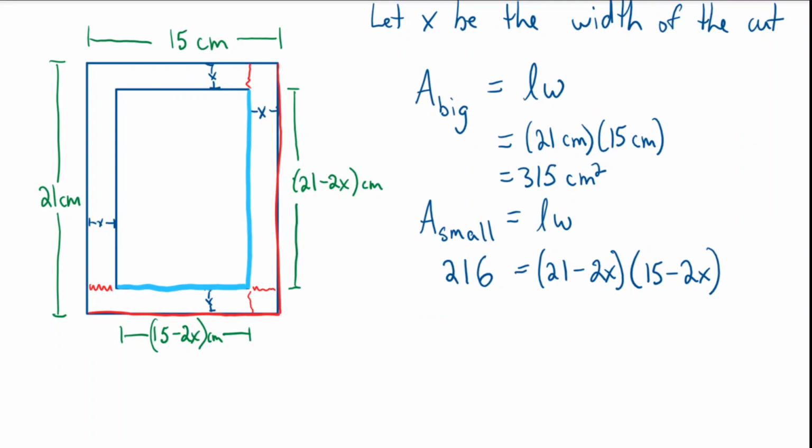Let's go ahead and start off by expanding these brackets out. So firstly, we're going to go 21 times 15. And that gives us 315.